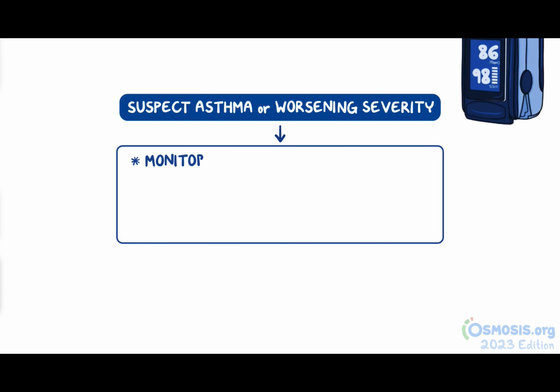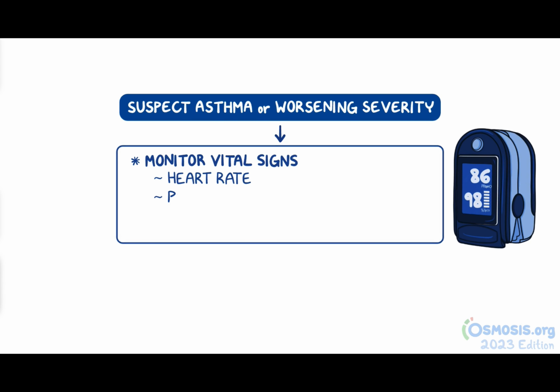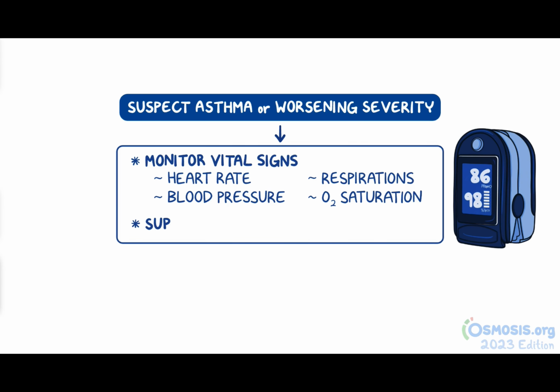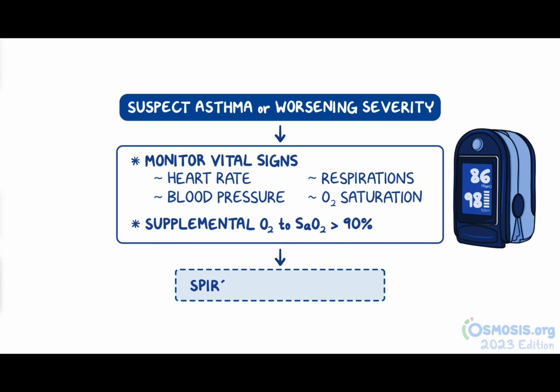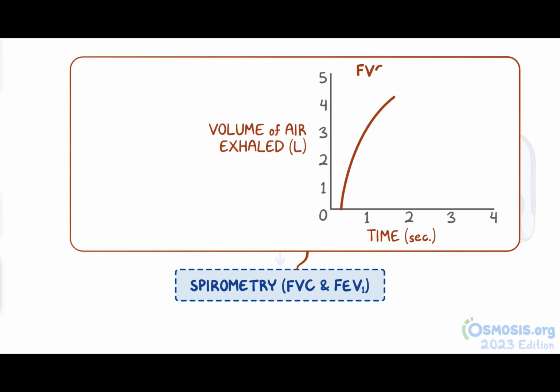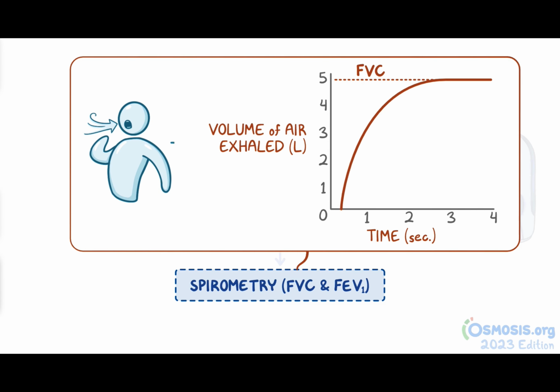You'll want to monitor the patient's vital signs, including heart rate, blood pressure, respirations, and oxygen saturation. Finally, provide supplemental oxygen to maintain an oxygen saturation above 90%. The next step in patient management is to obtain spirometry, including FVC and FEV1, to confirm the diagnosis. FVC, or forced vital capacity, is the maximum amount of air a person can forcibly exhale from their lungs after a maximum inhalation, while FEV1 is the volume of air exhaled during the first second of this forced exhalation.